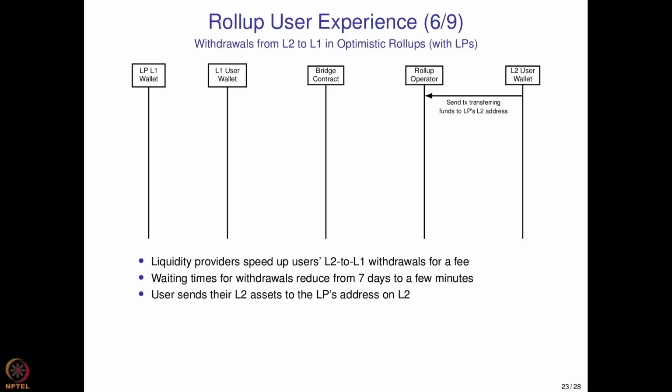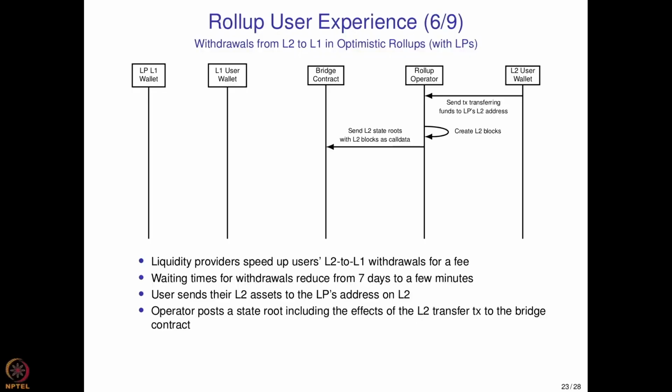And the way it works is that the user will send their tokens on layer 2. They will not ask for a withdrawal; they will transfer to the liquidity provider's L2 address. So they will transfer tokens on layer 2 to the liquidity provider's layer 2 address. So you have to trust the liquidity provider to not steal your tokens.